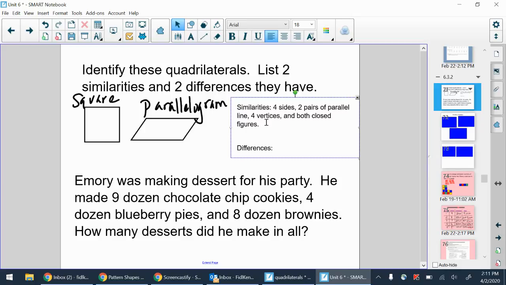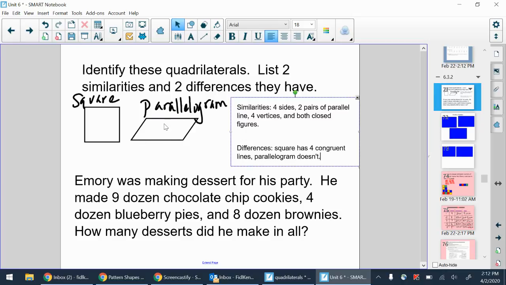parallelogram. One difference that I found is that a square has 4 congruent sides, meaning they're all the same length, and a parallelogram doesn't. Because if we look at that parallelogram, we have 2 sides that are shorter. The height is shorter than the width.